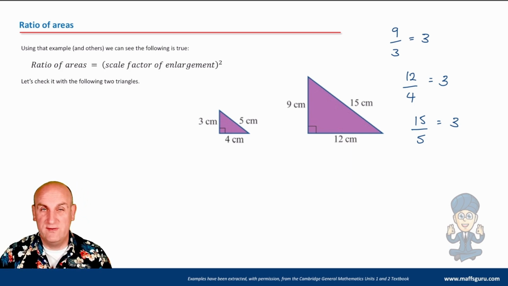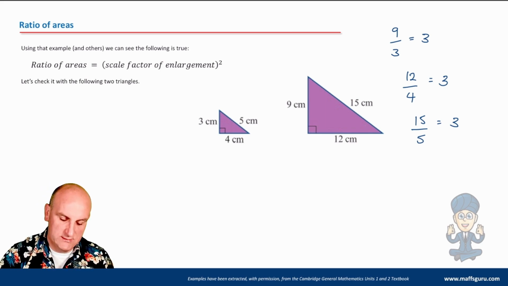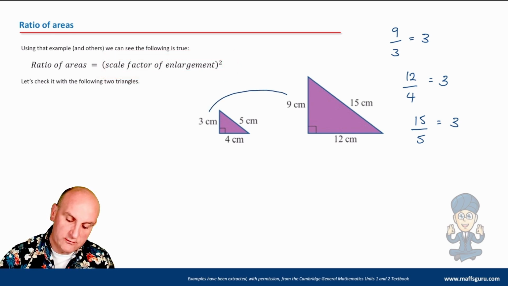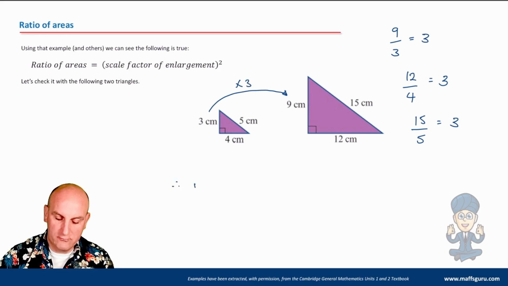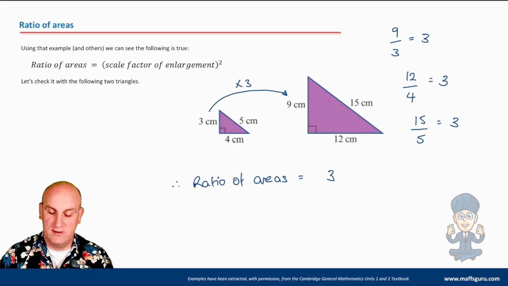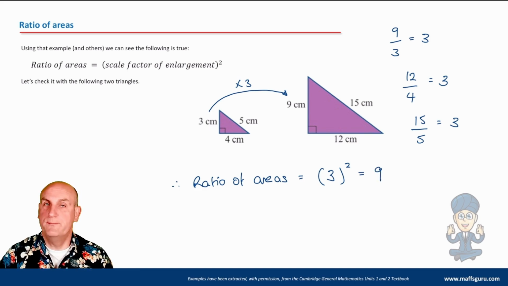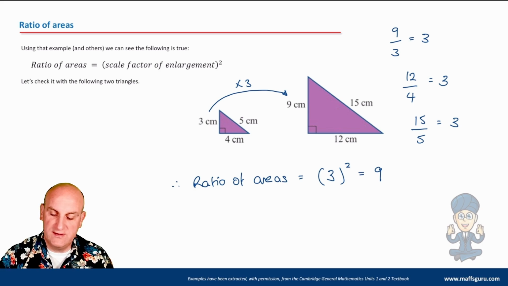So what about our ratio of areas? Well, I could work out the area of each of them, but why would I need to do that now? I have my scale factor of enlargement. I know to go from one side to another, I'm simply timesing by 3. So therefore, my ratio of areas is equal to the scale factor of enlargement, which is 3, and then square it, which gives me 9, because 3 times 3 is 9.